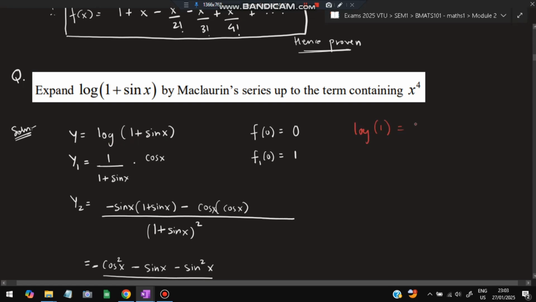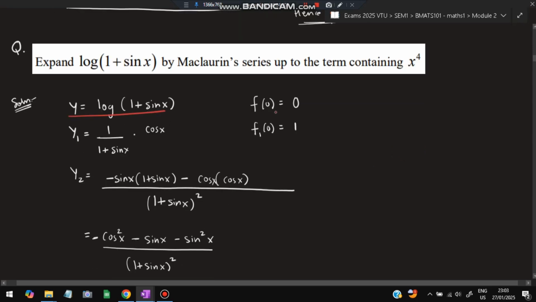Log 1 is equal to 0, and the value of log of e is equal to 1, and log of 0 is equal to, what is log of 0? I'm not sure about log of 0, but you can refer to the table book. Usually we'll be having log 1, which gives the value of 0. Usually we'll be substituting this value. Remember this value. Now we have the y value here and the f(0) value here.